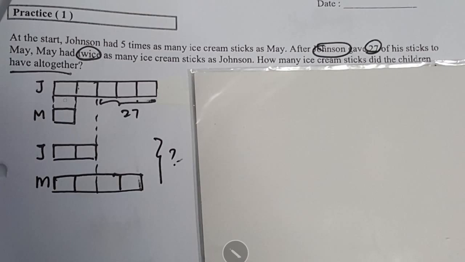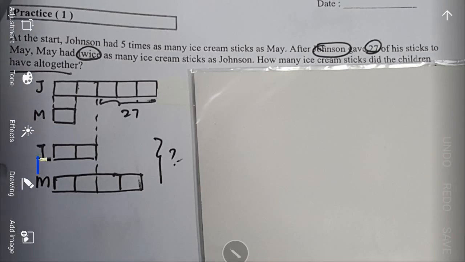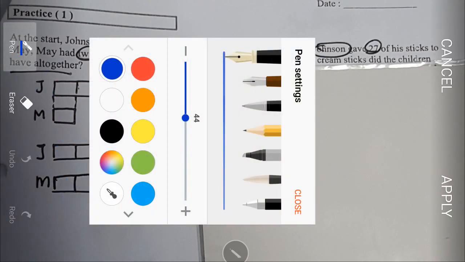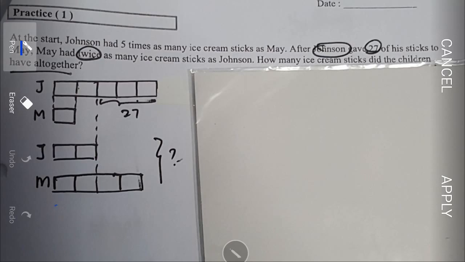And then what is tricky here is thereafter May had twice as many ice cream sticks. You can also use ratio to help you to see better. Let me write it here so that you can see. So you can see Johnson is to May is to total. Now what is important here is you realize that the number of units stays fixed.